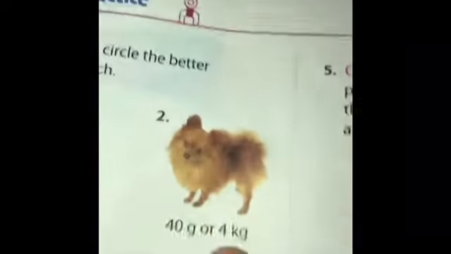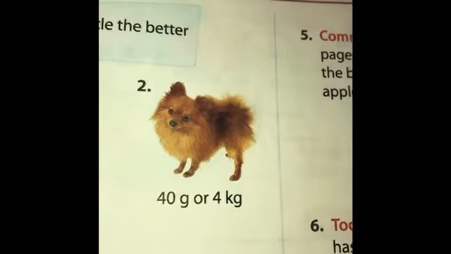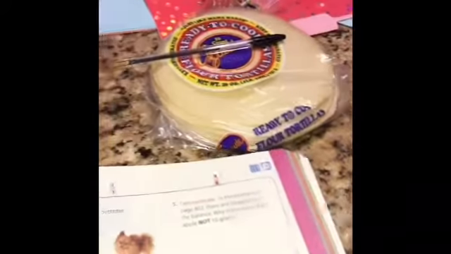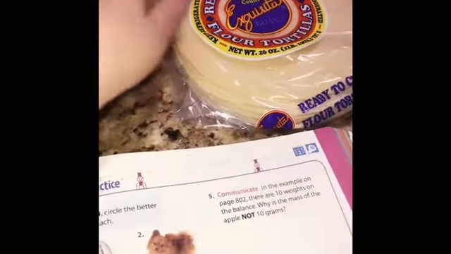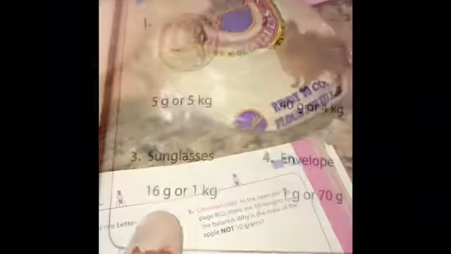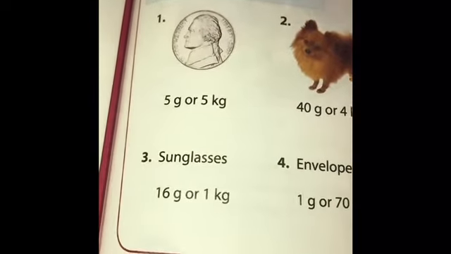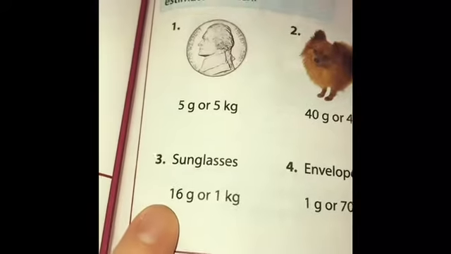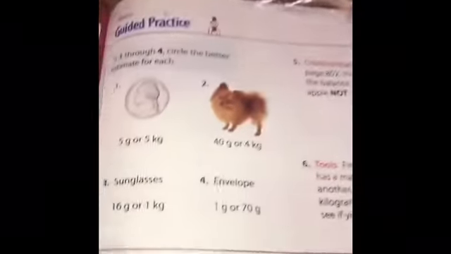A dog, but it's a small dog, 40 grams or 4 kilograms. Best estimate is 4 kilograms. A small dog would not weigh 40 paper clips. It would weigh 4 kilograms. 16 grams or 1 kilogram. Sunglasses, best estimate 16 grams. 1 kilogram for sunglasses would be too much.